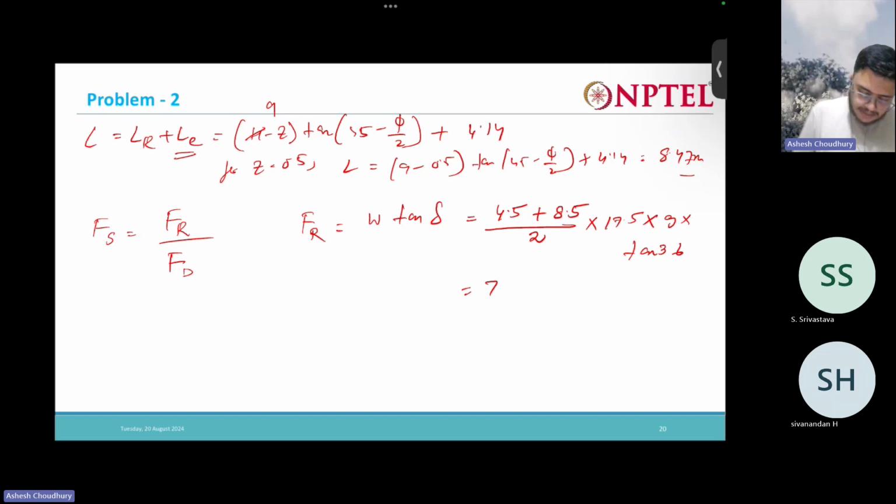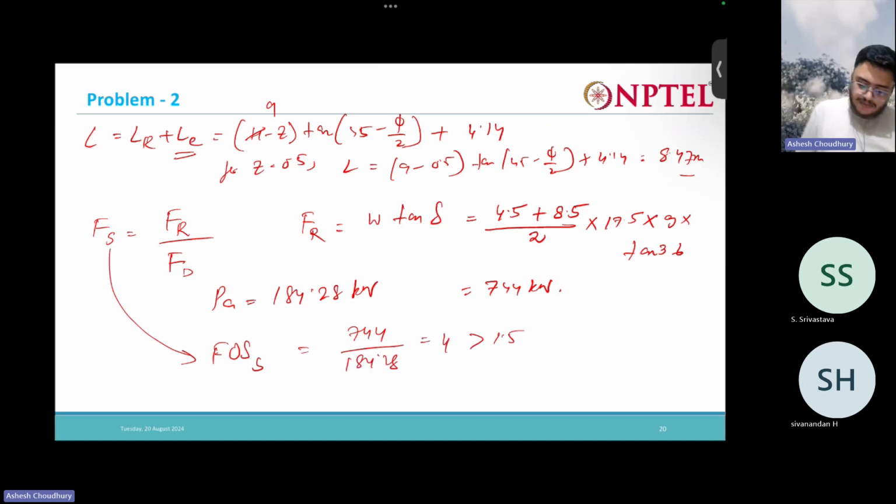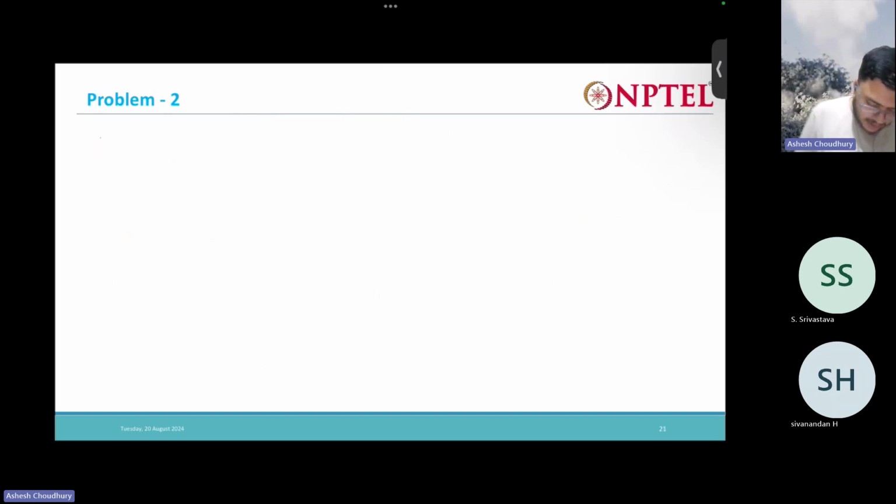So this one comes out as 744 kilonewton, and our PA is 184.28 kilonewton. So factor of safety in sliding is 744 by 184.28. It was 4, which is 1.5. So okay. Now next is the overturning. Overturning: the resisting moment by overturning moment. Resisting moment, what they have done, 4.59.